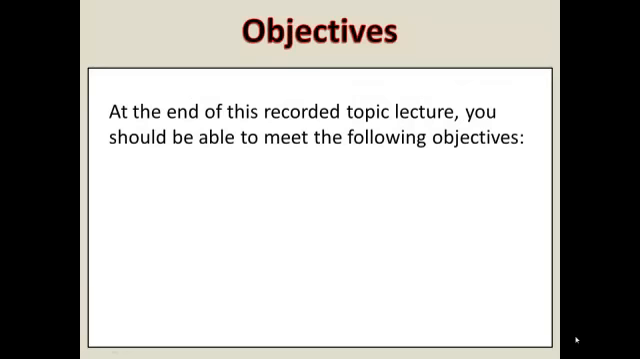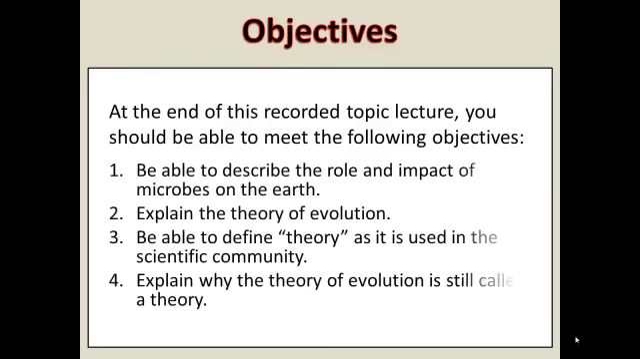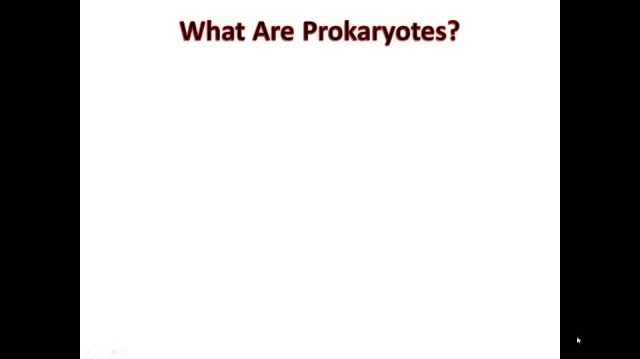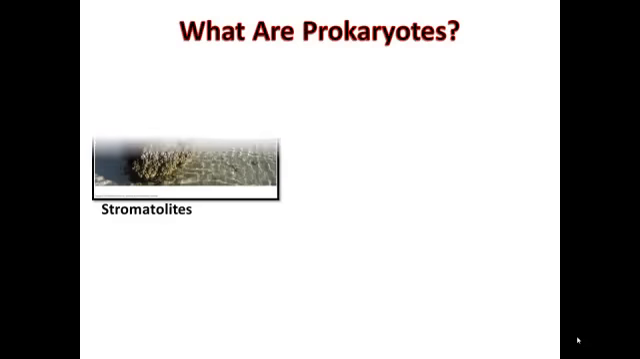At the end of this recorded topic lecture, you should be able to meet the following objectives. Be able to describe the role and impact of microbes on the Earth, explain the theory of evolution, be able to define theory as it is used in the scientific community, and explain why the theory of evolution is still called a theory. Let's talk about what are prokaryotes.